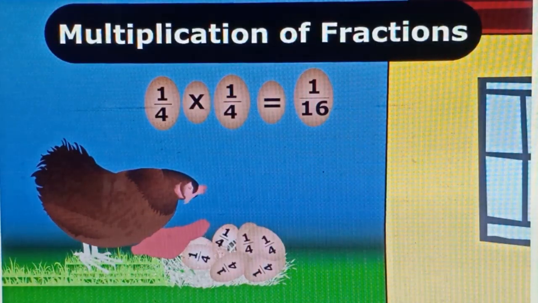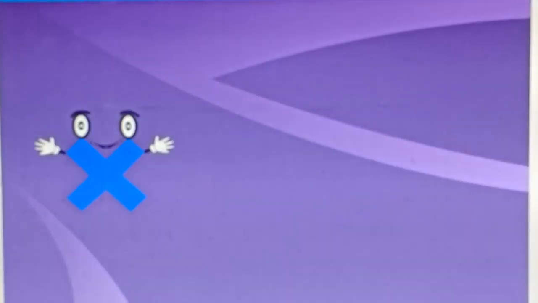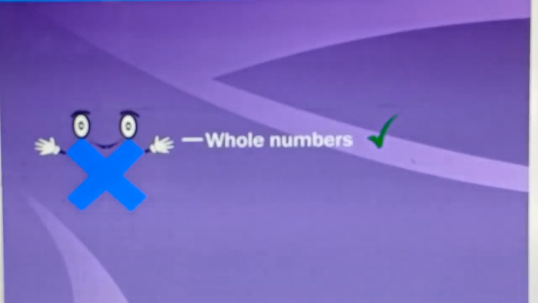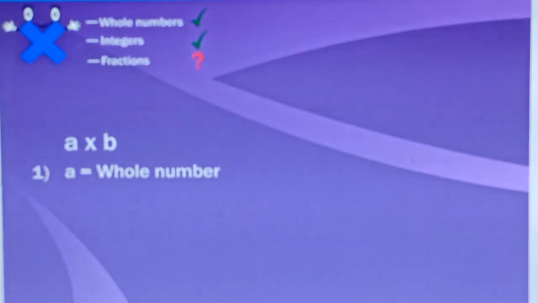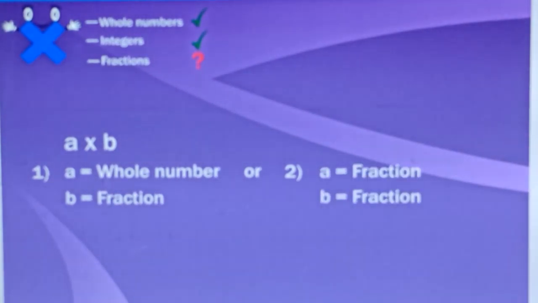Multiplication of fractions. Earlier, we have studied the multiplication of whole numbers and integers. How do we multiply fractions? We will divide this problem into two sub-problems. Firstly, when one of the numbers is a whole number and the other a fraction. And secondly, when both numbers are fractions.